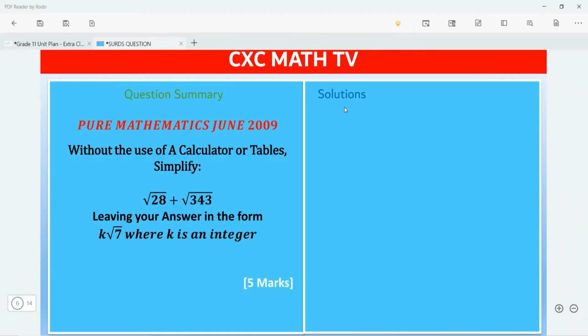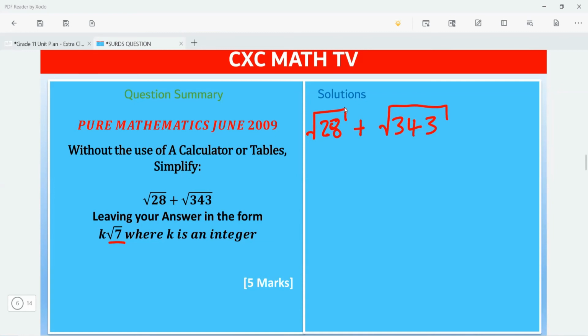It says simplify the square root of 28 plus the square root of 343, leaving your answer in the form k root 7, where k is an integer. So first thing is square root 28 plus the square root of 343. Now, they clearly told us that we need to break up both numbers in terms of square root 7.